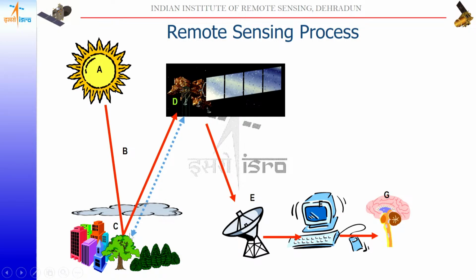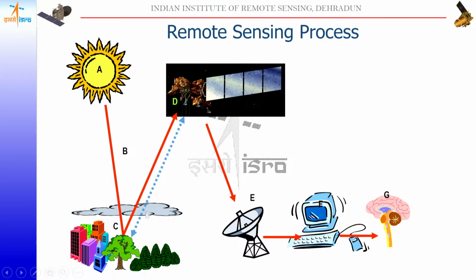You can see here it is a dotted line but with double arrows. That means the platform is carrying a source on board. So the source on the platform illuminates the target. That means you can control the illumination, both during day as well as night. So night and daytime remote sensing is possible with this, and you can receive the backscatter signal and record it.